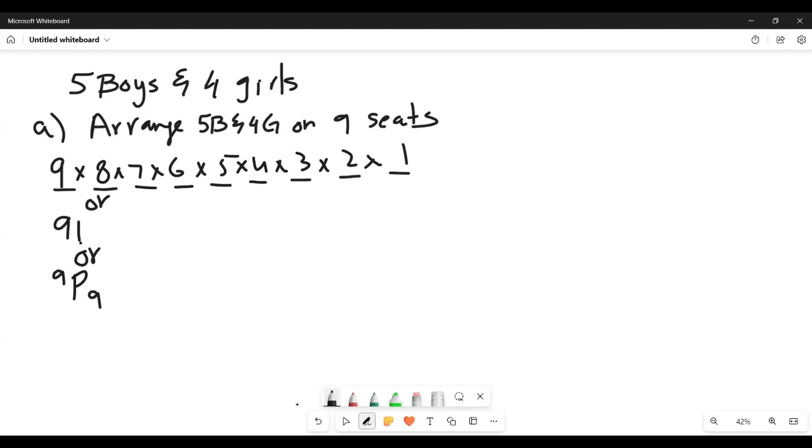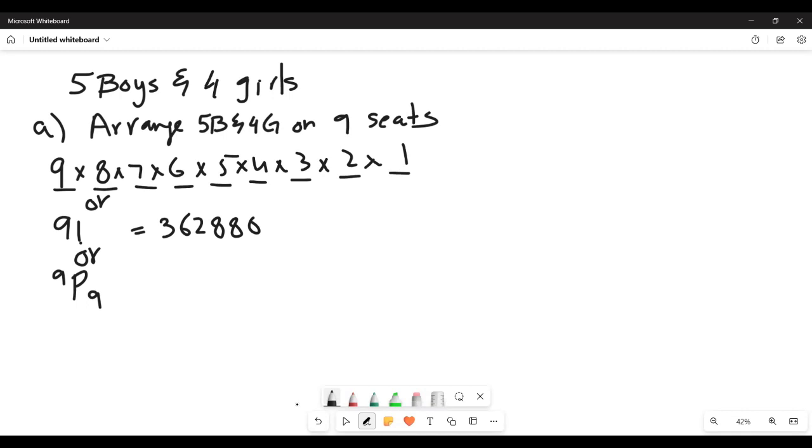So whatever the answer is, the value is 5040 that I had written. Let me check 9 factorial. No, it's actually a huge number. The answer is 362,880. So there are 362,880 ways of arranging these 9 people in 9 seats.